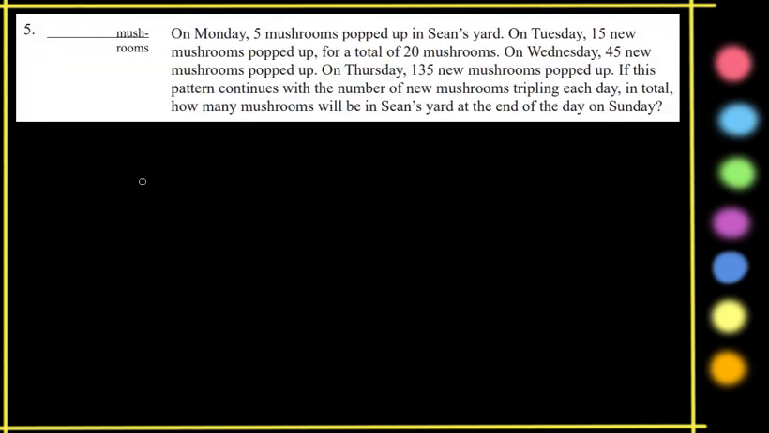So this one says, on Monday, 5 mushrooms popped up in Sean's yard. On Tuesday, 15 new mushrooms popped up. So 5, then we got 15, and that's a total of 20. And then on Wednesday, 45 new mushrooms popped up. And on Thursday, 135 new mushrooms popped up. And it says this pattern is going to continue with the number of mushrooms tripling every day. They want to know in total how many mushrooms will be in Sean's yard at the end of the day on Sunday. So these are all multiples of 5.